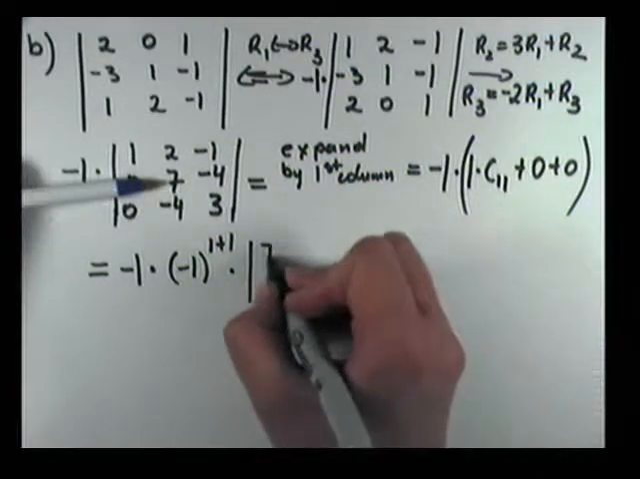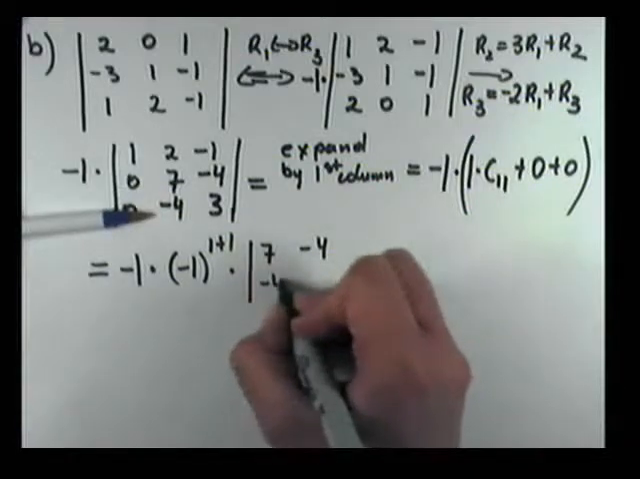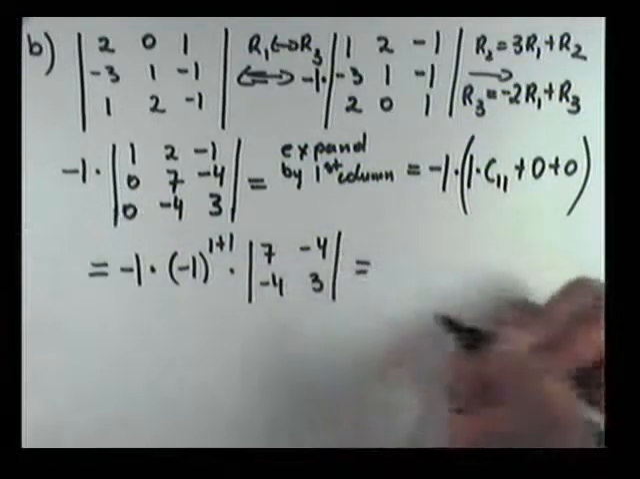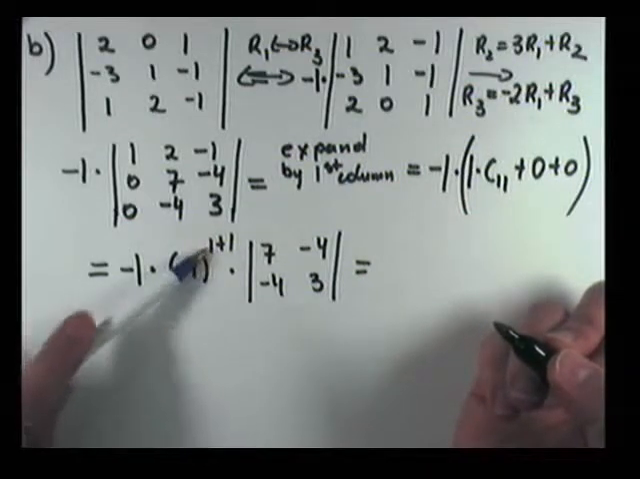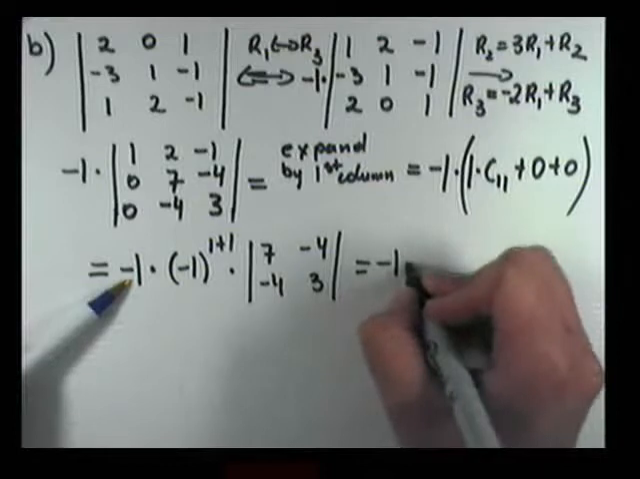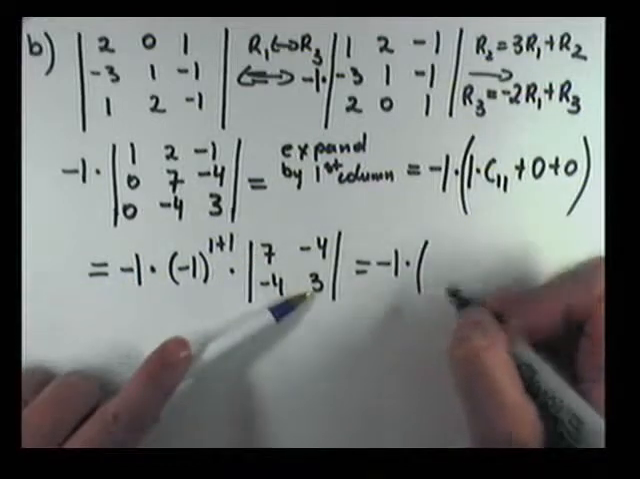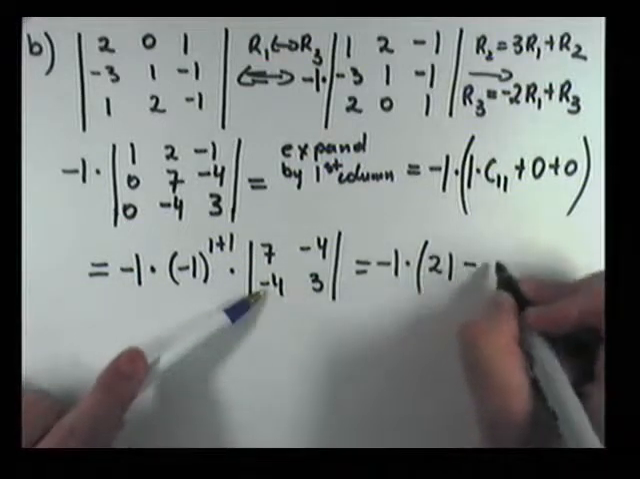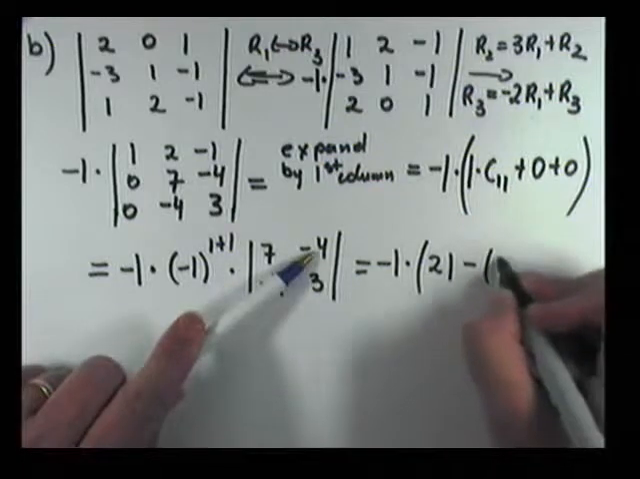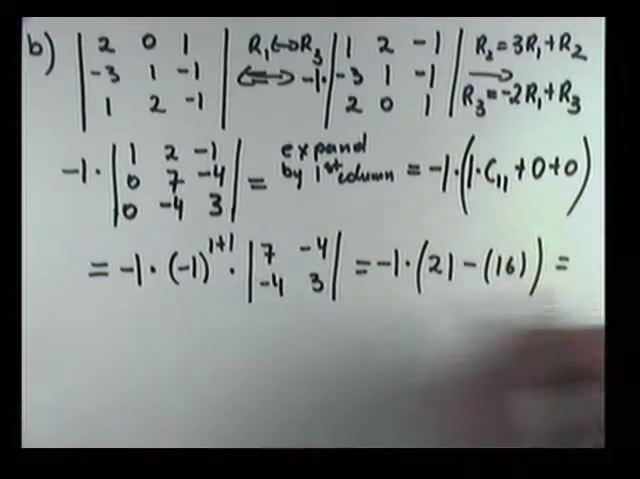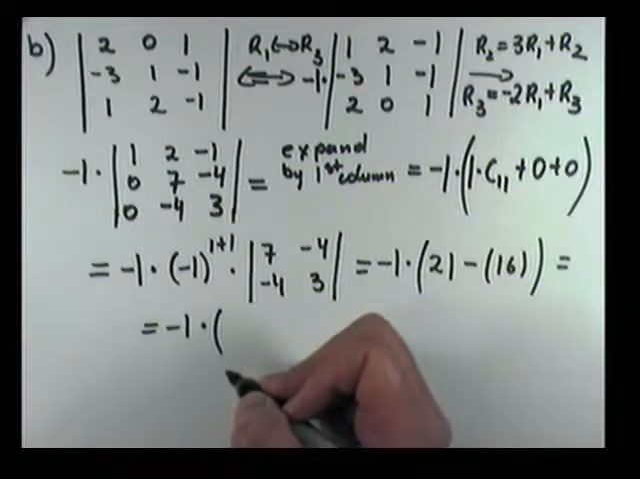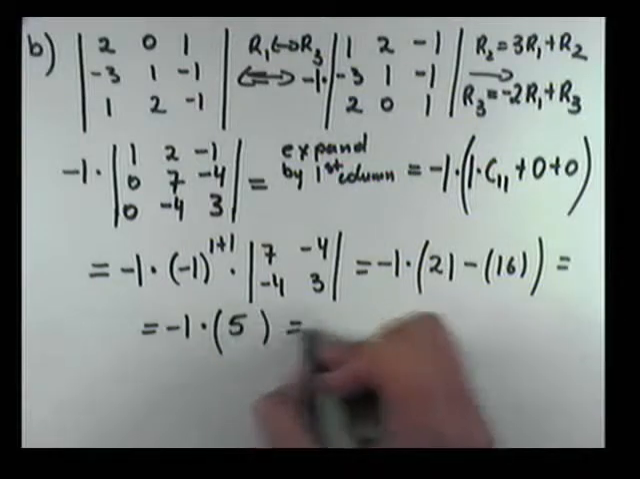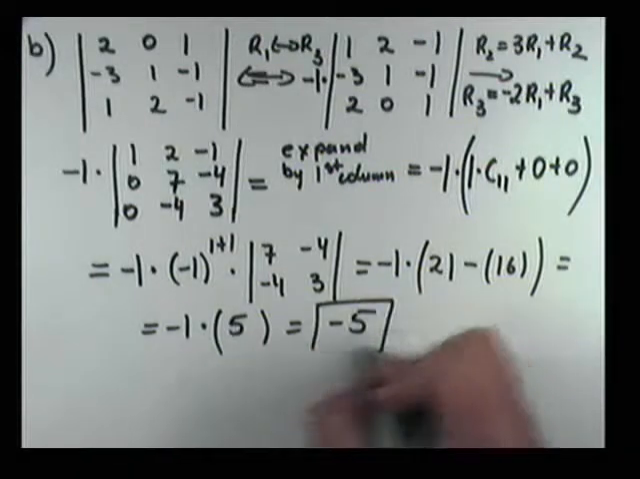So what we have, 7, minus 4, 3. The calculation gets simple. This one is square, minus 1 squared is 1, so we have only minus 1 times 7 times 3 is 21, minus minus 4 is positive 16... So this is minus 1 times 21 minus 16 is 5. So the determinant is minus 5.